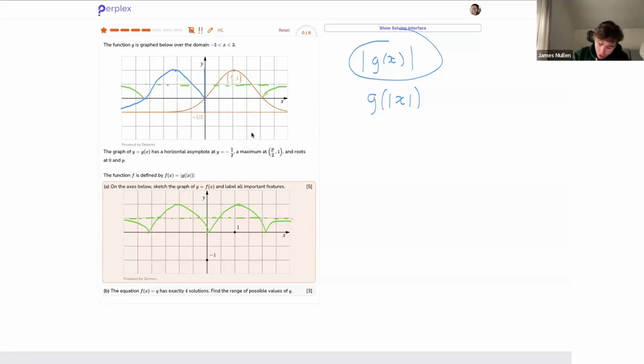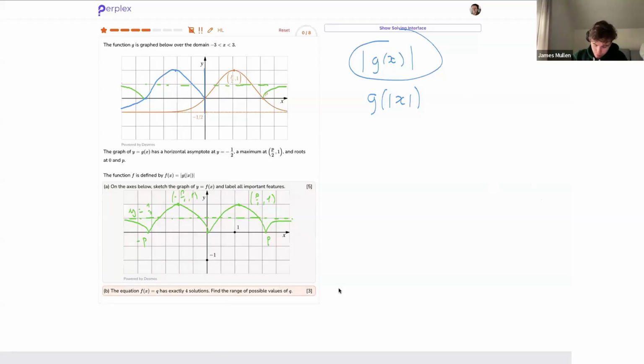We should also label all the points that we know, which is p/2, 1, p, and then -p/2, 1. This is -p, that is p, okay? And this is y is equal to 1/2. Important to label that. Part B. The equation f of x equals q has exactly 4 solutions. Find the possible values of q.